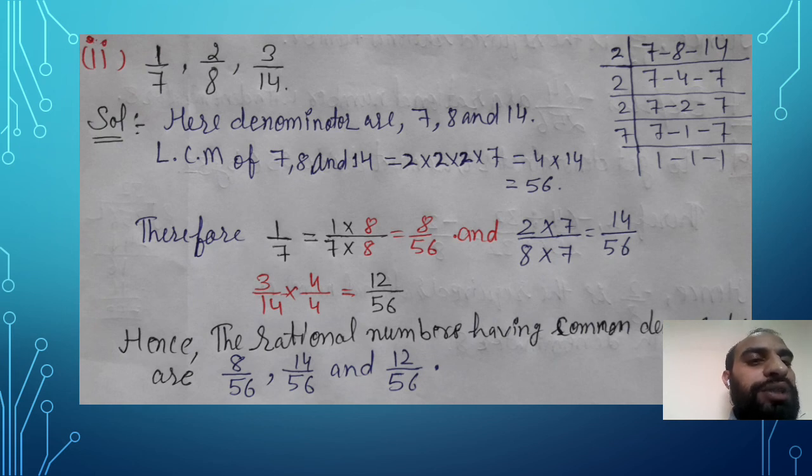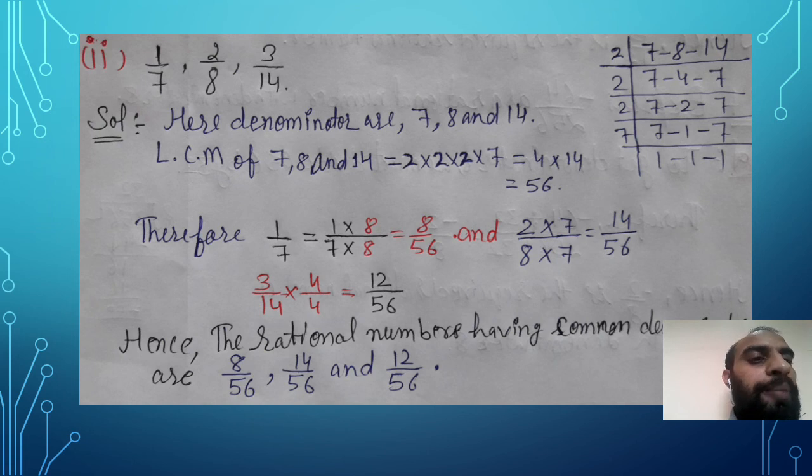Now your task is to select number. First is 1 upon 7. We have 7 in denominator. So you can recite the table of 7. Where 56 is coming, that number we need to multiply. Then 7 eights are 56. With the same number you are supposed to multiply denominator and numerator both. Then 8 ones are 8, 7 eights are 56.